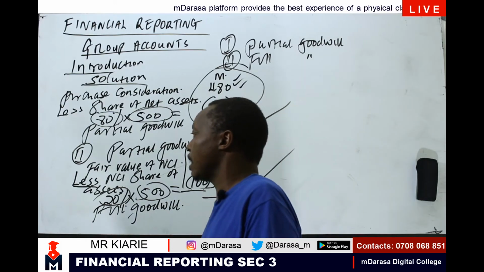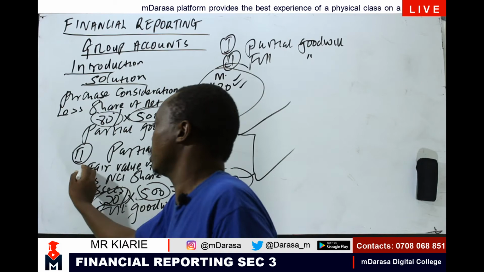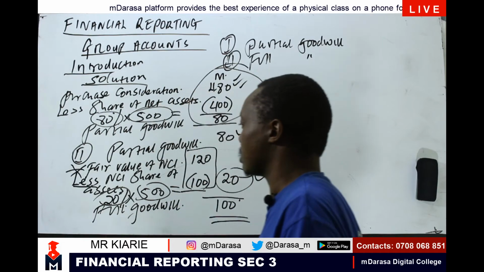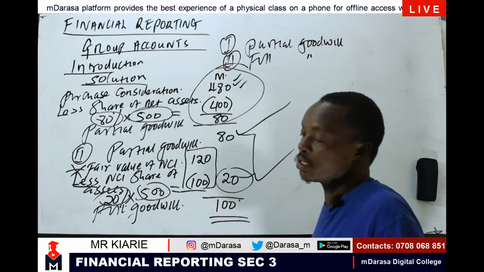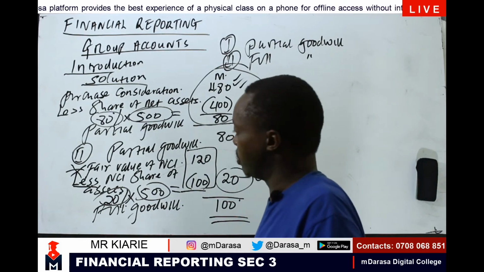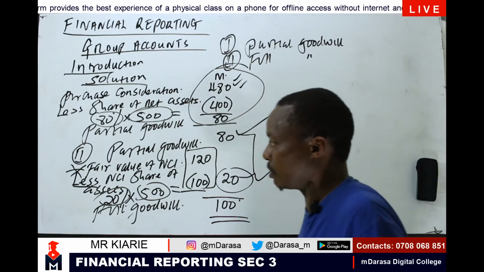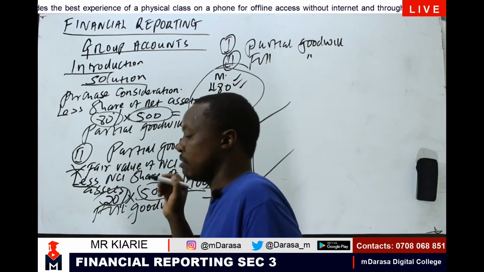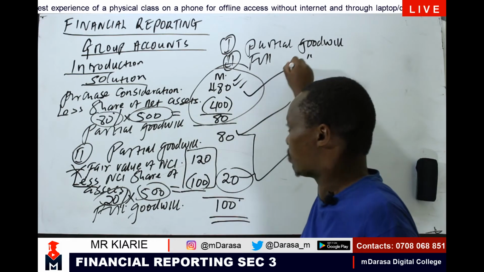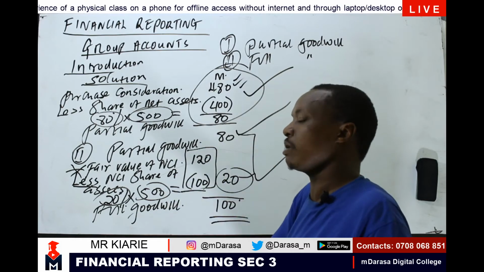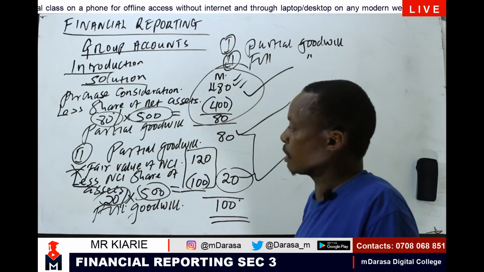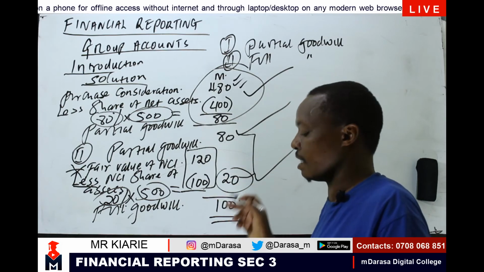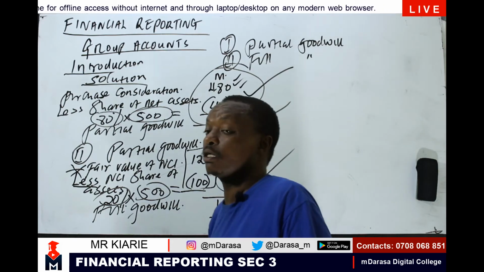Because in the absence of the fair value, in the absence of the note that we have just inserted later, it means that you cannot use the full method. In which case, you are forced to use the partial method. So if you're not given the fair value of NCI, straight away you're using the partial goodwill method. But where you are given the fair value of NCI, straight away you're using the full method.